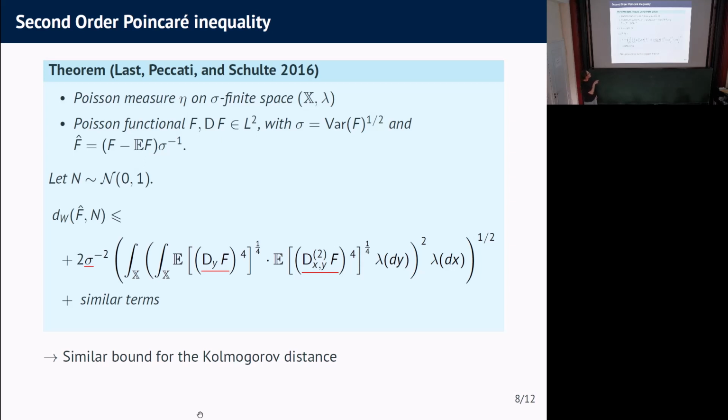But the distance between your centered and rescaled function and a Gaussian can be bounded by expressions like this. And the only way that f intervenes in these expressions is through the variance, the first add-one cost, and the second add-one cost. So in the end, if you can control the variance of your function, and you can control what happens when you add 1 point to your set of points or 2 points to your set of points, you can derive a central limit theorem.